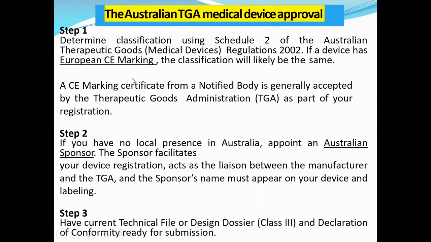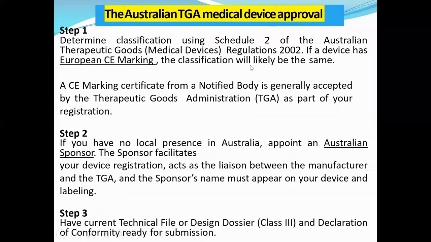So how does the Australian TGA medical device approval take place? The first step is to determine classification using Schedule 2 of the Australian Therapeutic Goods, that is TGA, medical device regulation. And if a device has a European CE marking, the classification will likely be the same.